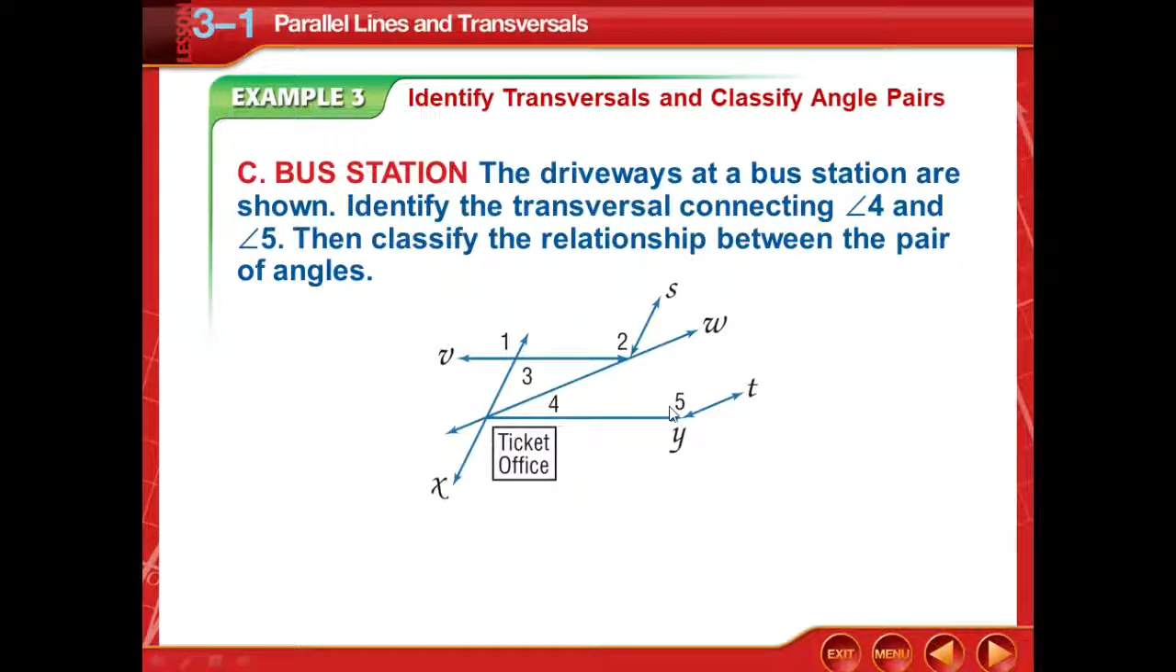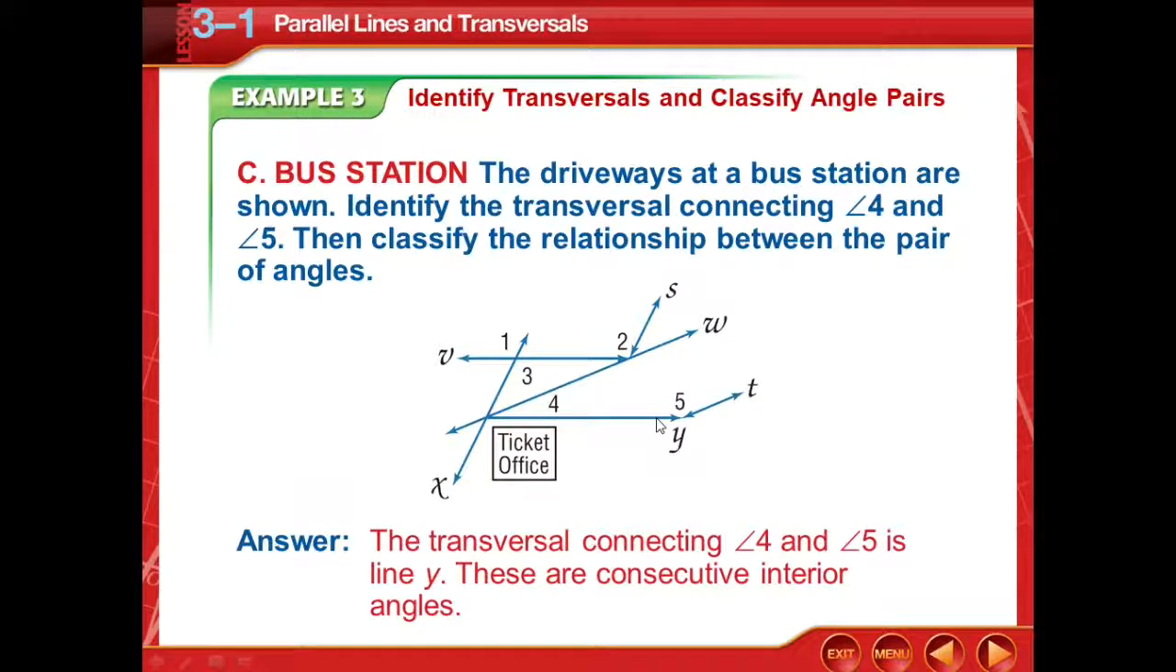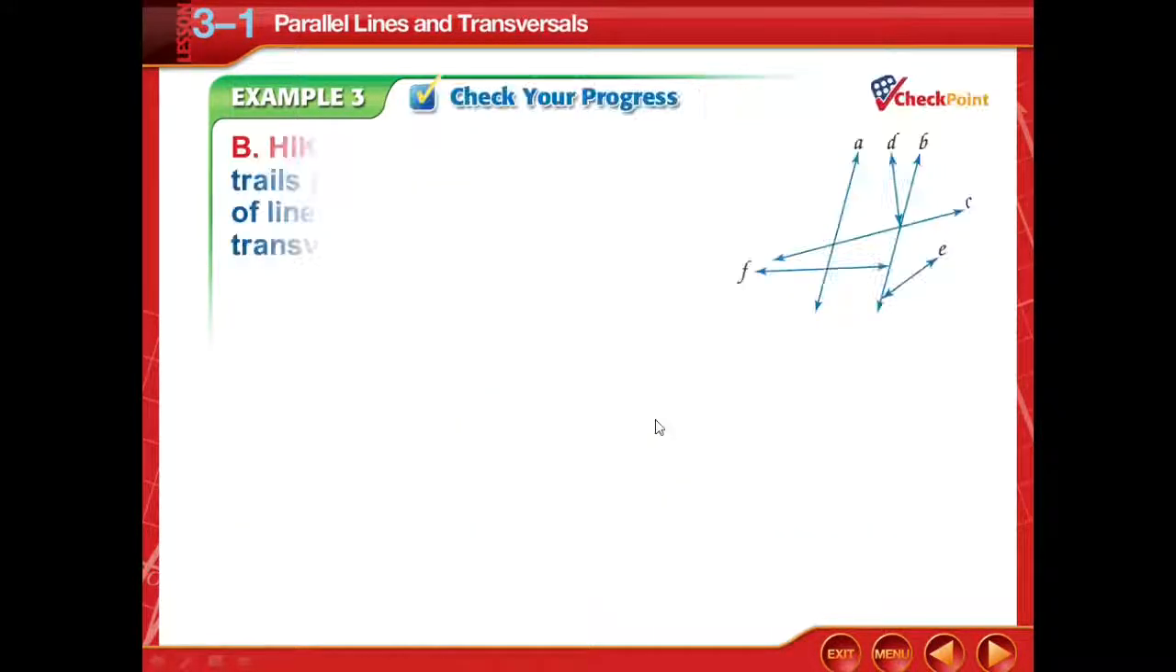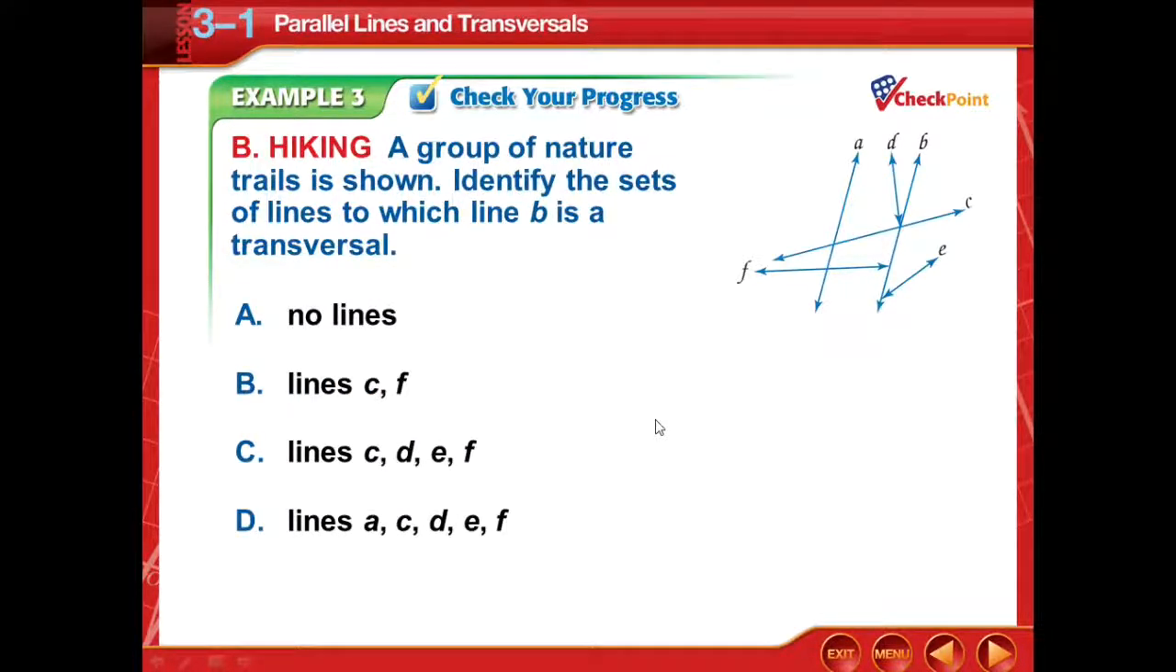If I look at 4 and 5, well, angle 4 and angle 5 are both on line Y, which means that that is my transversal. They are between T and W. They are both on the interior, but they are on the same side of the line, which means that they are consecutive interior angles. Now it is your turn.